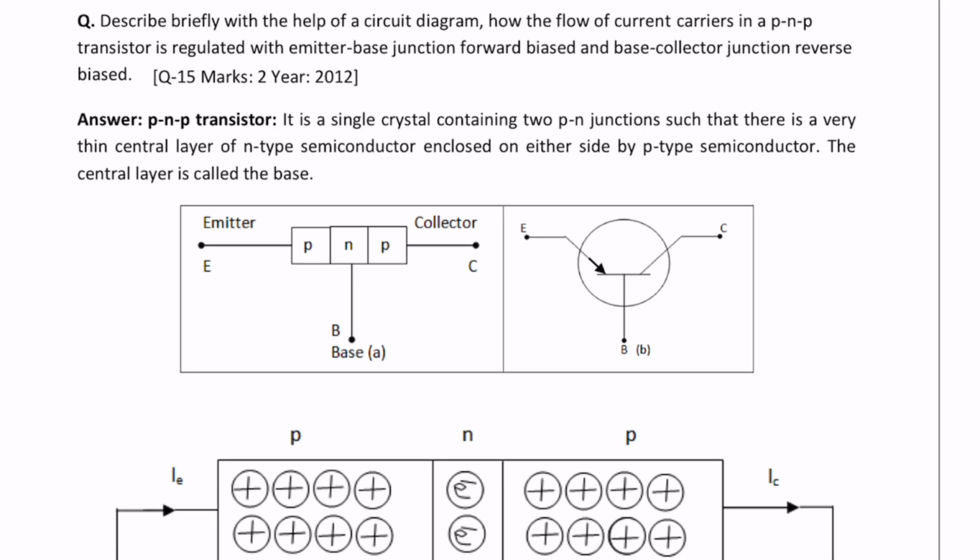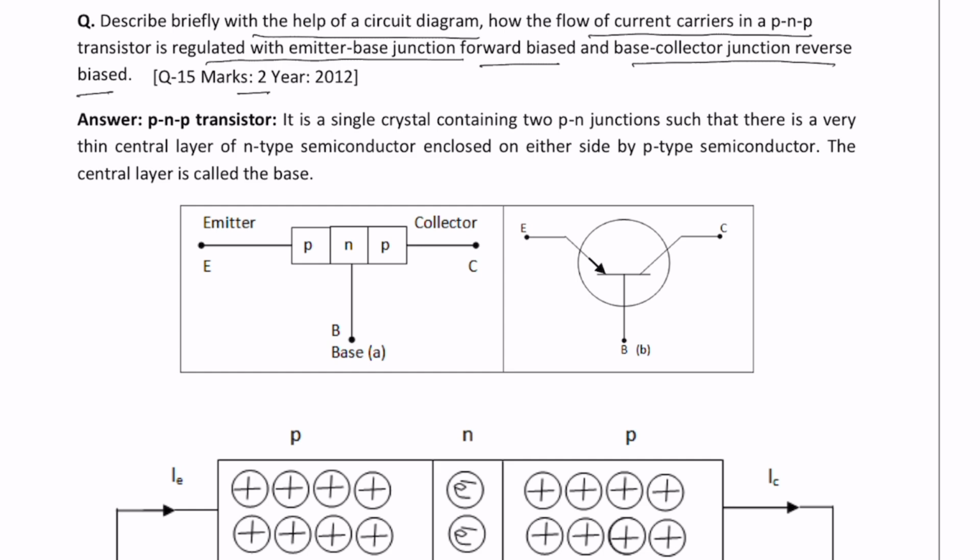Next question. Describe briefly with the help of a circuit diagram how the flow of current carriers in a PNP transistor is regulated with the emitter base junction forward biased and base collector junction reverse biased. So this is a 2 marks question.